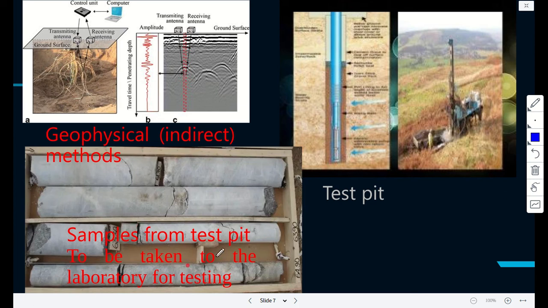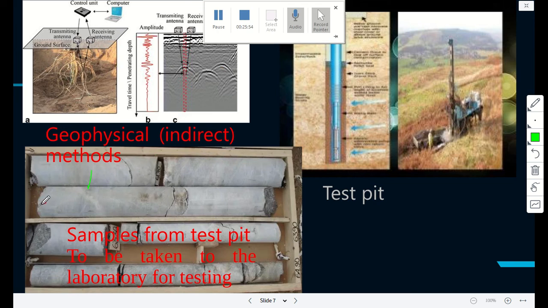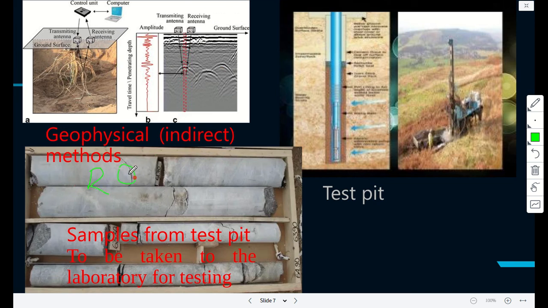Now, augmenting the geophysical methods, you can do a test pit, and if you do a test pit, normally you get samples which you can take to the lab, and this we will talk about also in geotechnical engineering, where now there's what you call RQD. Depending on how much intact rock you're able to recover, RQD, which is called rock quality designation, depending on the length and how intact the rock is, you're able to assess the quality of the rock in terms of the strength.